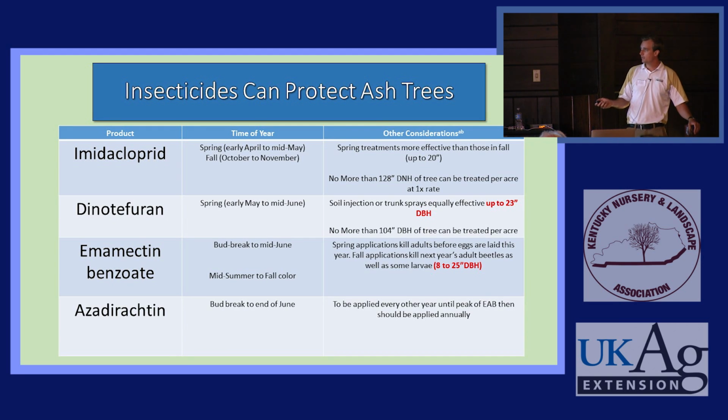Similarly with dinotefuran, we start losing efficacy upwards of 23 inches. And actually if the tree is larger than 15 inches, you want to use the highest rate on that label for borers. And that's soil injection or a trunk spray. Same thing, no more than 104 inches DBH can be treated per acre.